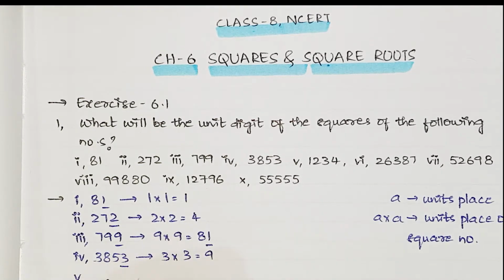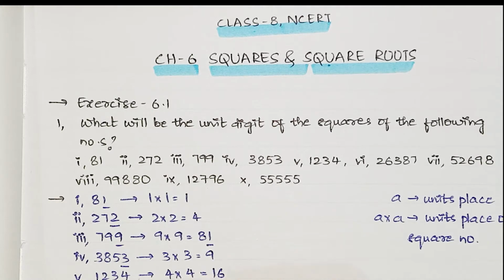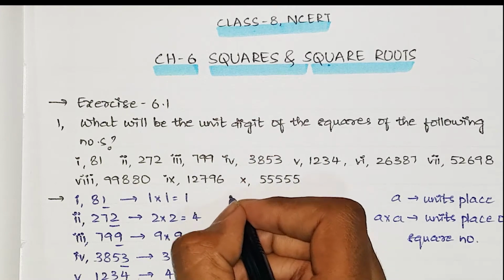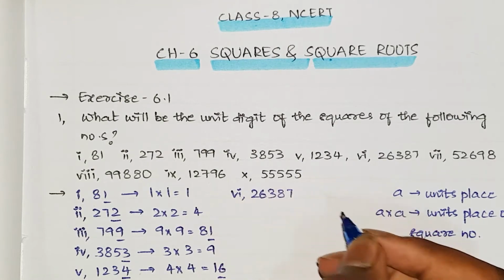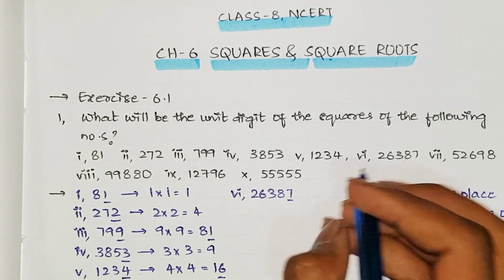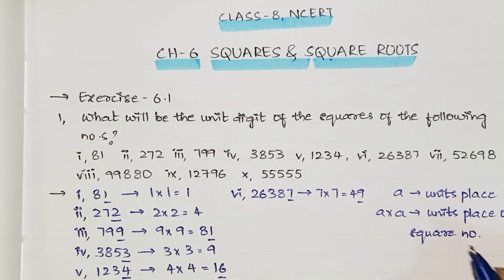Now fifth one, 1234. The units digit here is 4. So 4 into 4 is equal to 16. Here we take 6 as it is in the units place. Therefore, the units digit of 1234's whole square is 6. Now, sixth one, 26,387. We have 7 in the units place. So if you multiply 7 with 7, we get 49 and 9 is our answer.